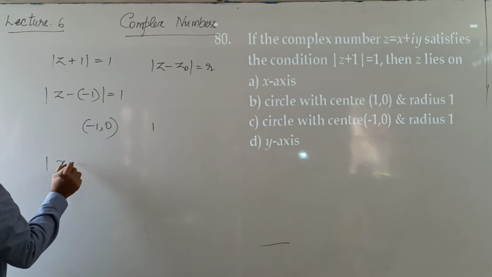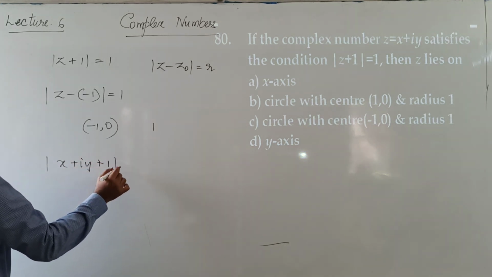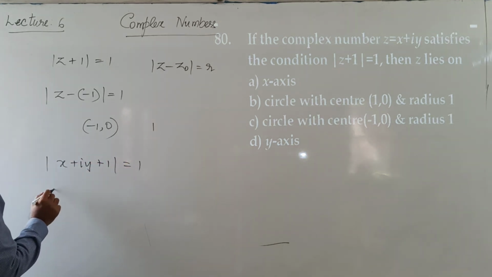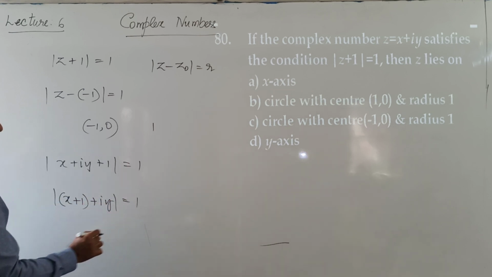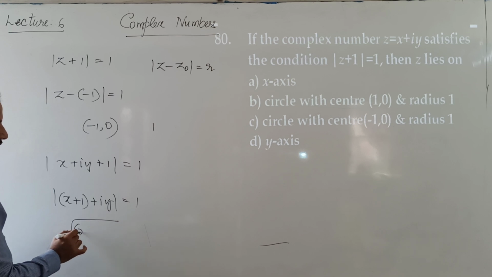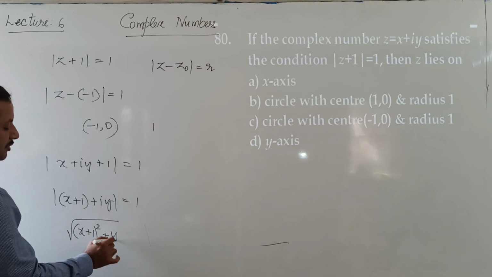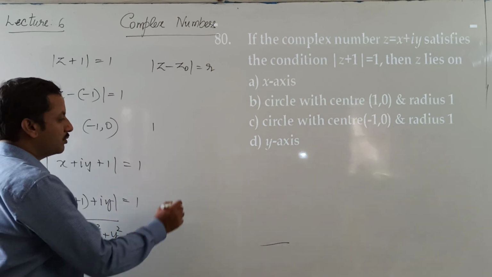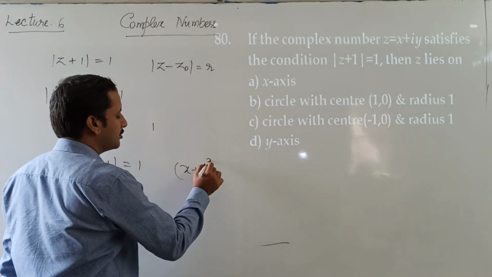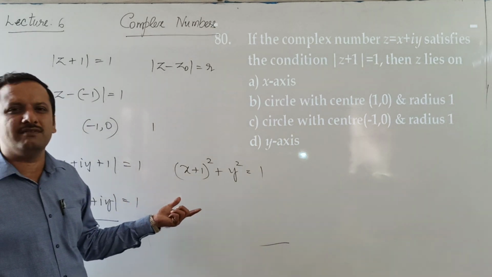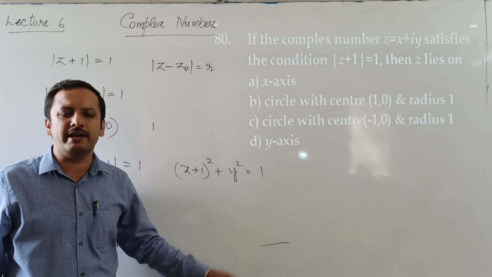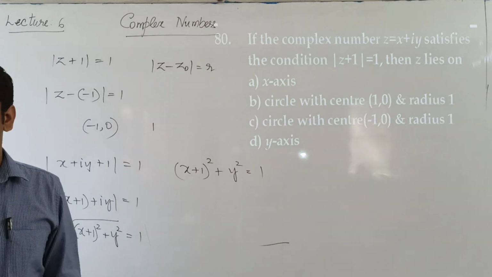z + 1, z I write as x + iy + 1 is equal to 1. So this is modulus of (x + 1) + iy is equal to 1. It is root of (x + 1) whole square + y square equal to 1. Square this, you get (x + 1) whole square + y square is 1 square, which is 1. So this represents a circle with a center at (-1, 0) and a radius 1.